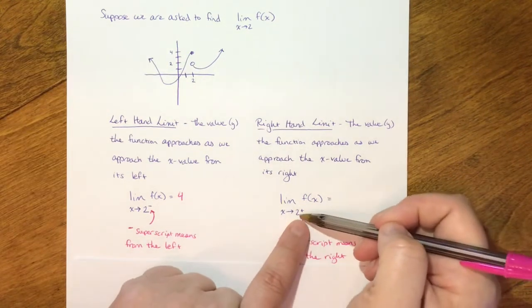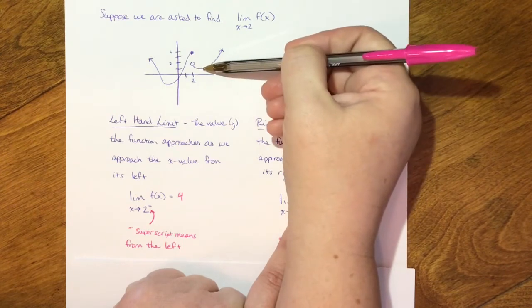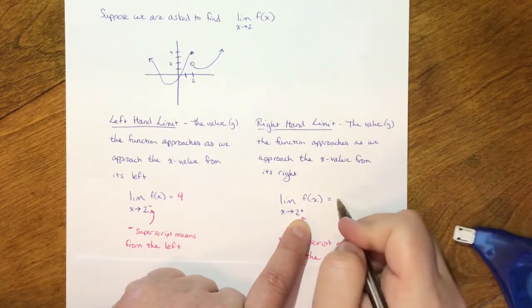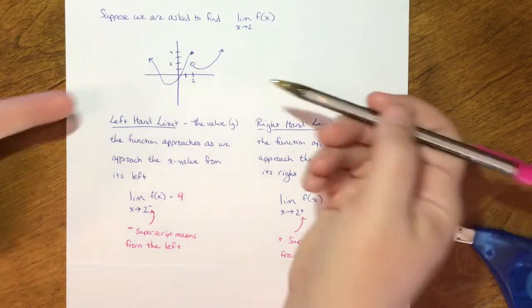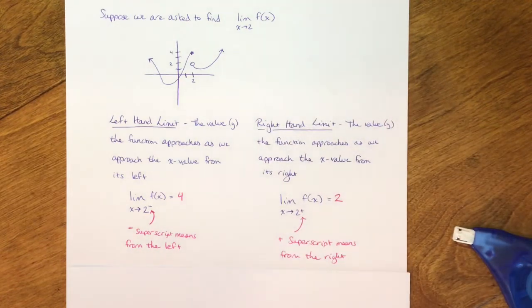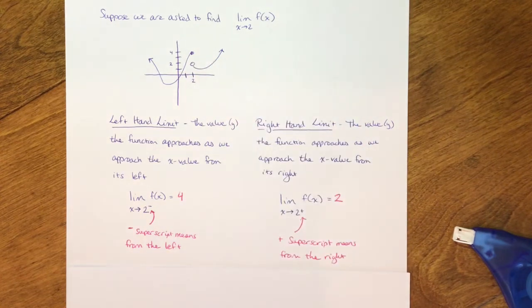And then as I approach 2 from the right-hand side, I'm getting very close to a y value of 2. Oh gosh, that got ugly. Okay, a y value of 2. So because we're approaching two different y values, my graph doesn't actually have a limit as x approaches 2. If the left-hand limit and the right-hand limit are different, then the graph does not have a limit at x equals 2. As x approaches 2, we say that that limit does not exist.